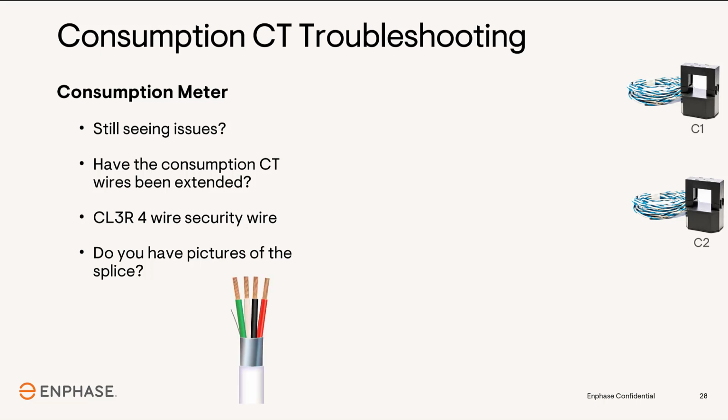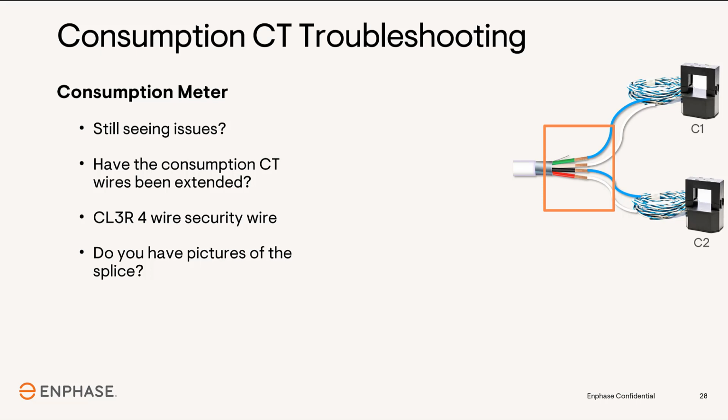When extending the consumption CTs, Enphase suggests using the CL3R 4-wire security wire. This security wire has 4 conductors, and the colors of these wires are not the same colors as the CT wires. When joining the CT wires to the new wire, it's important to note the color of the wire that the white and blue CT wire connects to.